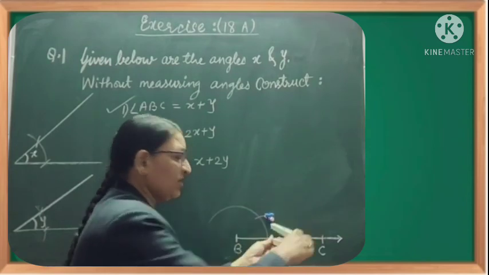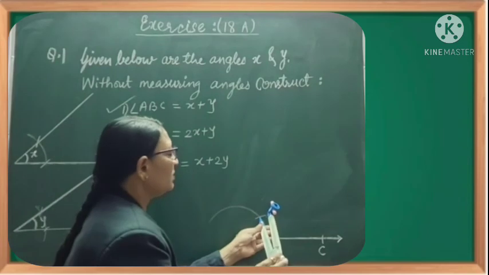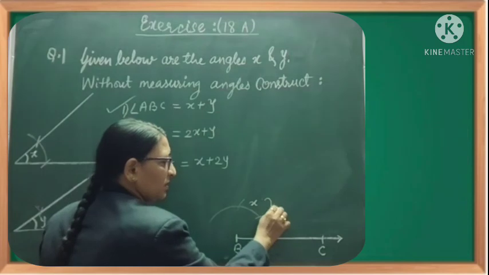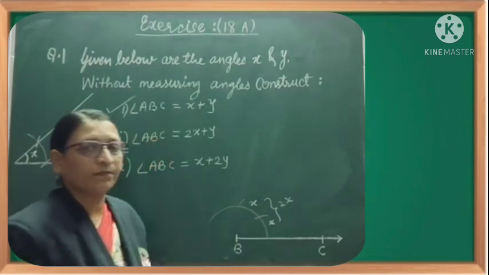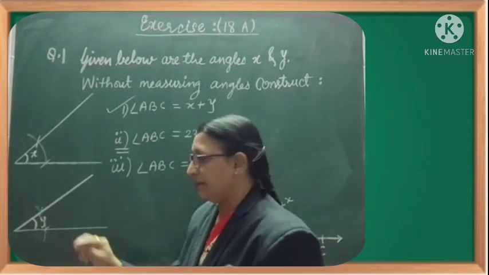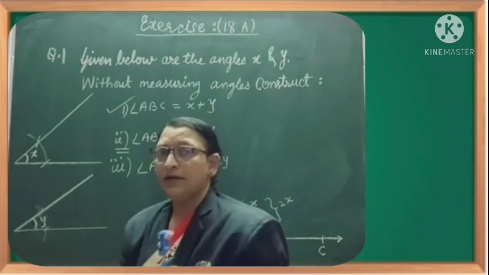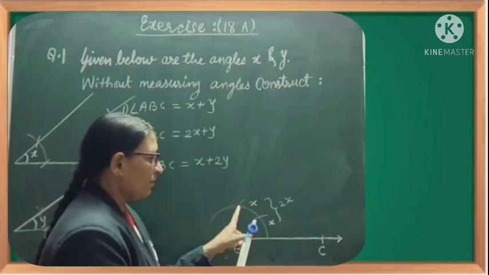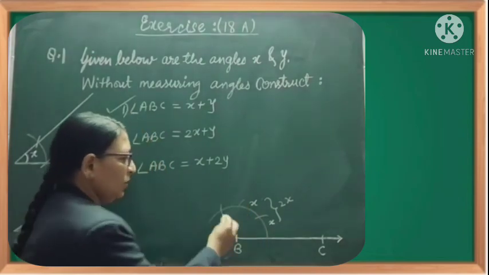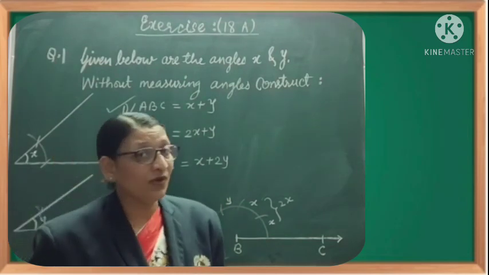So this is of the measure x. We need here 2x, means from here once again we will construct an arc. So this x plus x is 2x. Now we will take the distance of these 2 points in the angle y. And with this distance from this point we will construct an arc. So this is y. Now I hope you understood what we have to do.